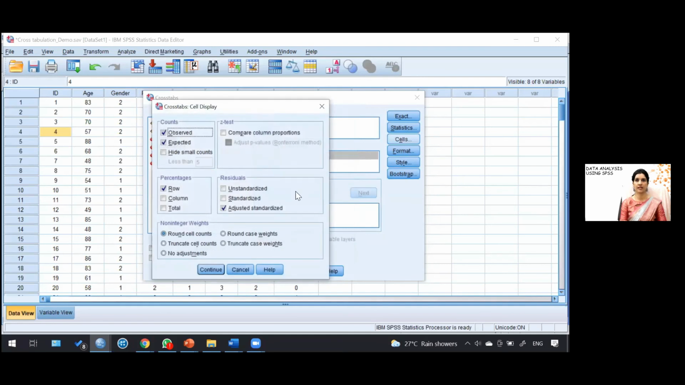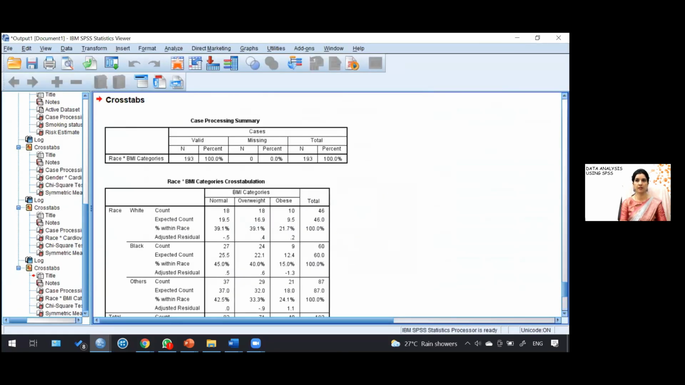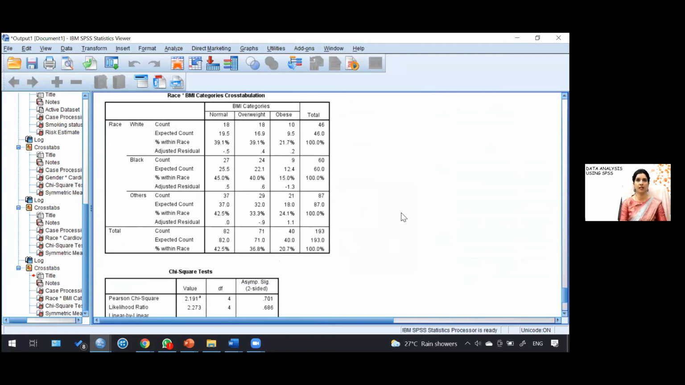I'll go to the cells and the same observed, expected. So you can continue and then press OK. So you will have another table that is 3x3. Here you can see. So one of you can interpret this table for me. Just see this table and tell me what is the expected, what is the value of this?